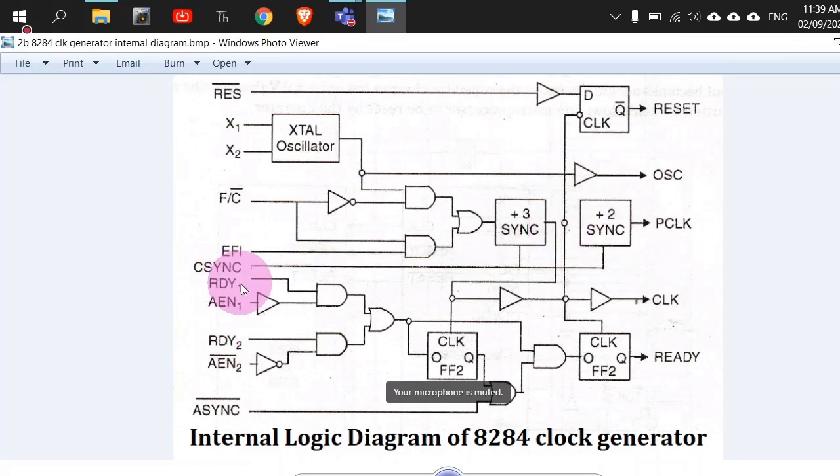And this was the internal structure of the clock generator, although not important from a programming perspective, but from here you might get an idea that because of the construction of this 8284 clock generator, some signals might be edge triggered or some signals might be level triggered, right? So that's what we got an idea of.